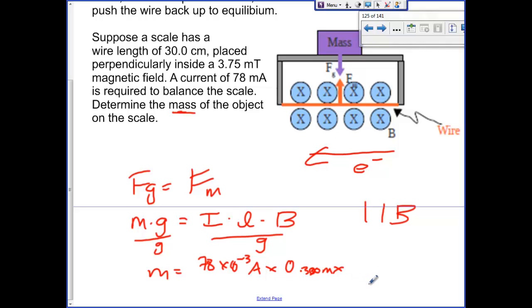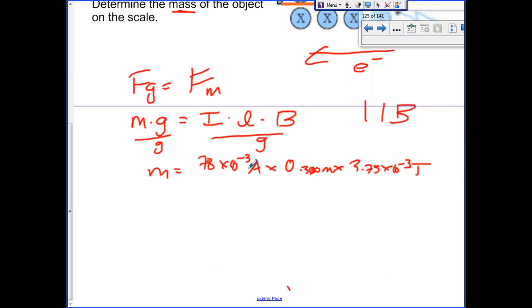And we need to know the strength of the field, which was a millitesla. So again, a milli is like times 10 to the minus 3. And then lastly, I need to divide by gravity, which is, unless we're not on Earth, 9.81.